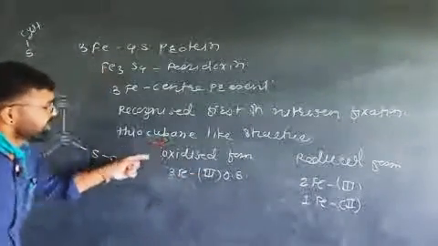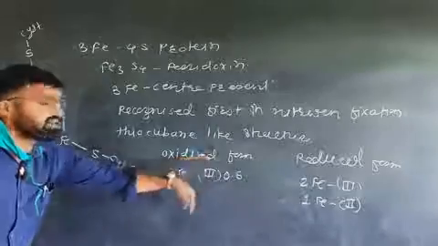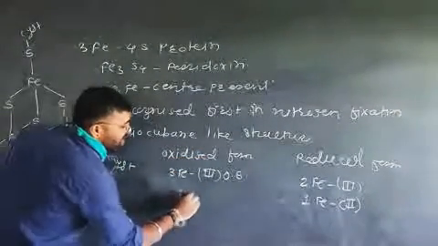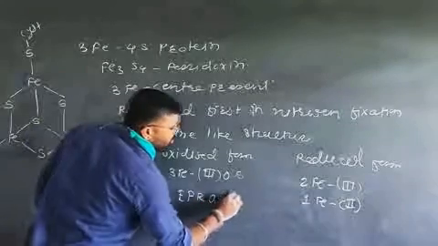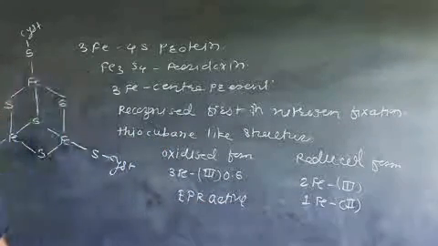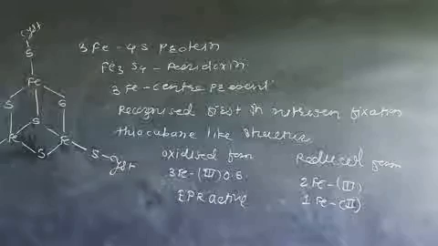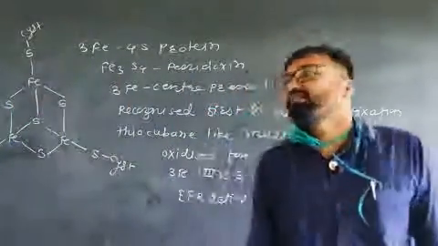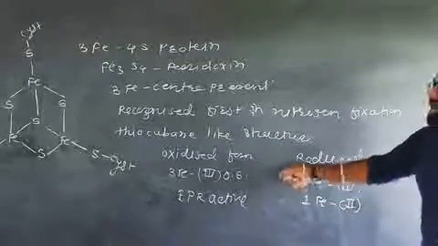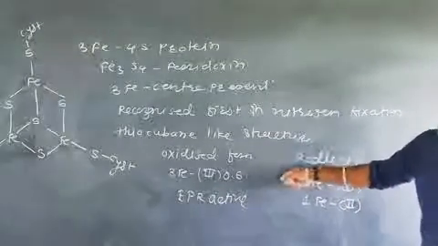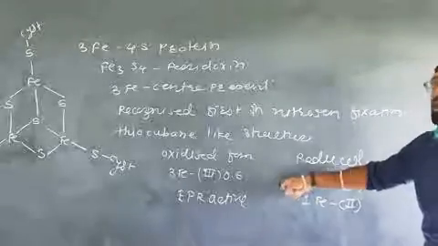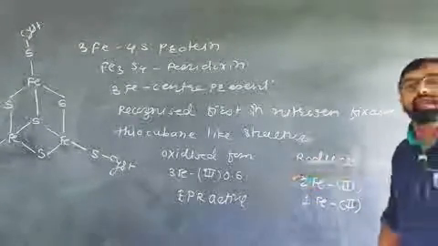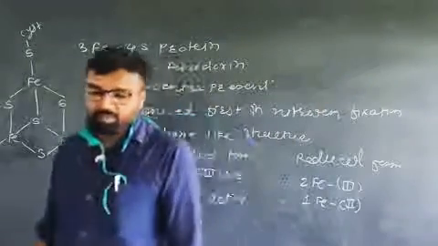If you see the oxidized form, 3Fe are in +3 oxidation state, therefore it is ESR or EPR active, right? So suppose we are asked which form of 3Fe 4S is ESR active, then the oxidized form of the 3Fe 4S protein is ESR active because it contains iron in +3 oxidation state, right?